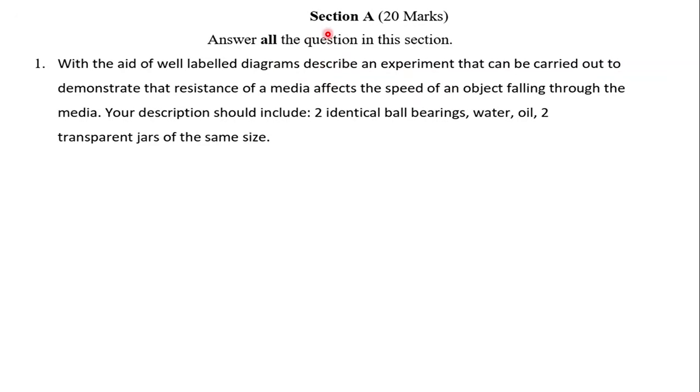So section A, you are called upon to answer all the questions in this section. It should be questions, not just question. So with the aid of a well-labeled diagram, or well-labeled diagrams, describe an experiment that can be carried out to demonstrate that resistance of a medium affects the speed of an object falling through the medium.